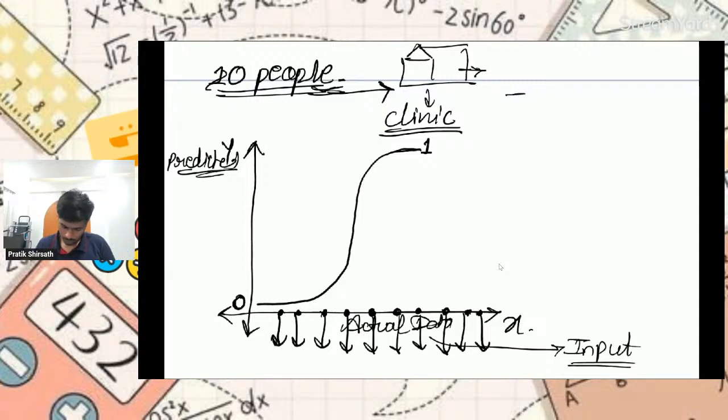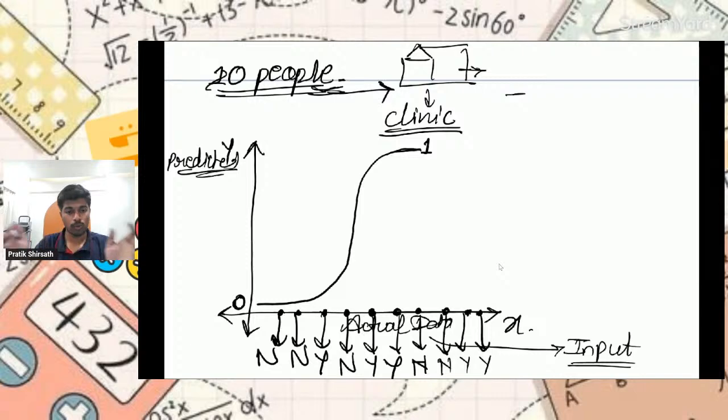So the first one, is it infected? No. The second one, no. The third one is yes. The fourth one is no. Then this is yes, this is yes. Then again no, no, yes, yes. If you go through it again, it's balanced data: 5 yes, 5 no.